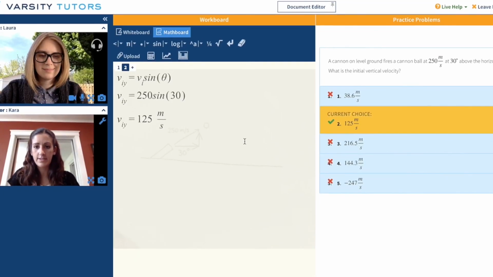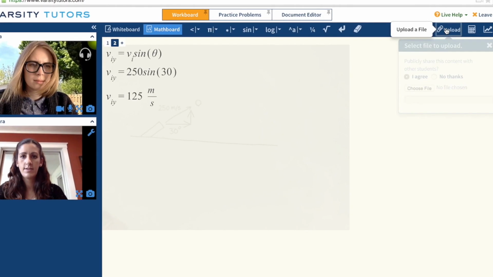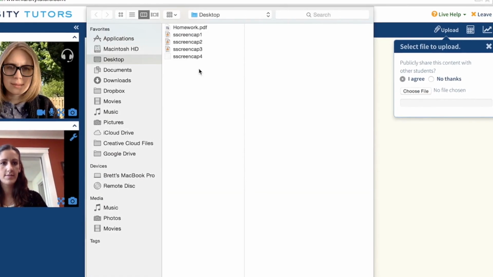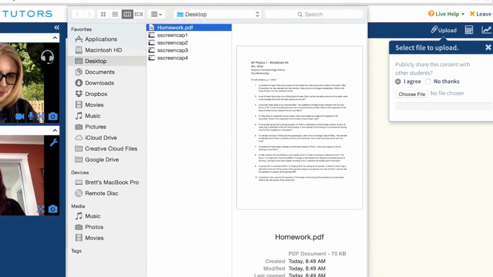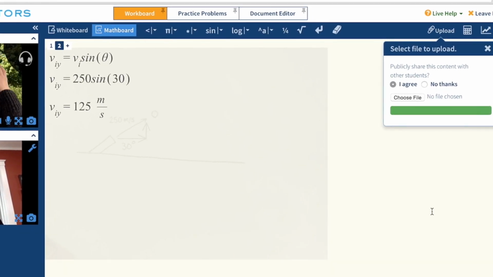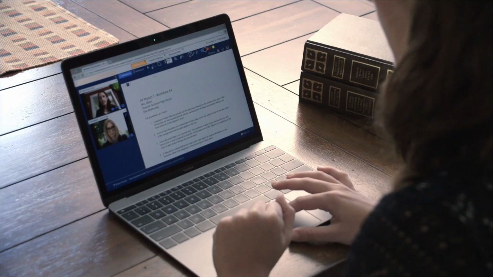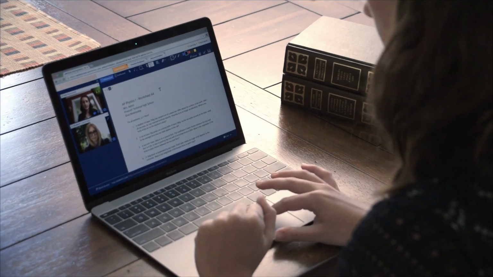I got some homework for Wednesday that I'd like to go over the first problem with you, if that's okay. Absolutely, you want to go ahead and upload that? Uploading documents to the online tutoring platform can't be easier, really. Many different file formats are supported, and you just click a button and find your file, and it appears in the workboard. So the first thing that I see here is that he is no longer accelerating.